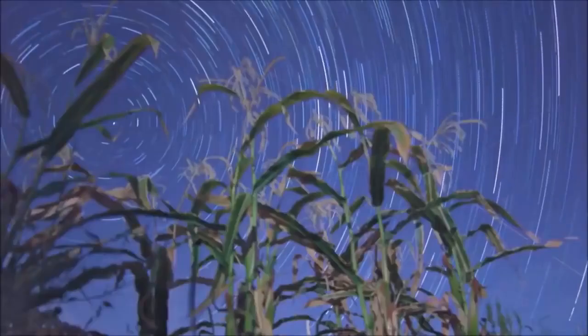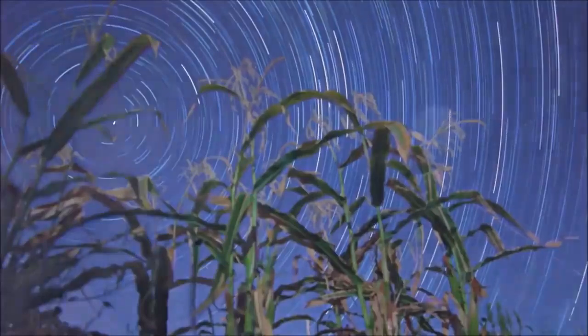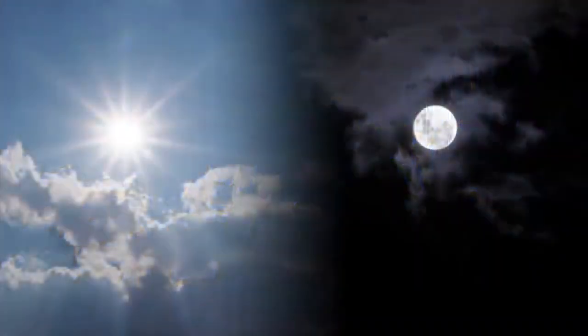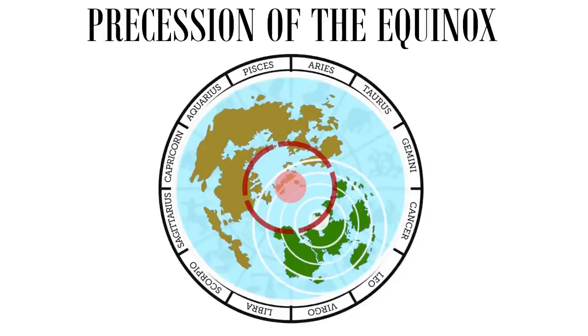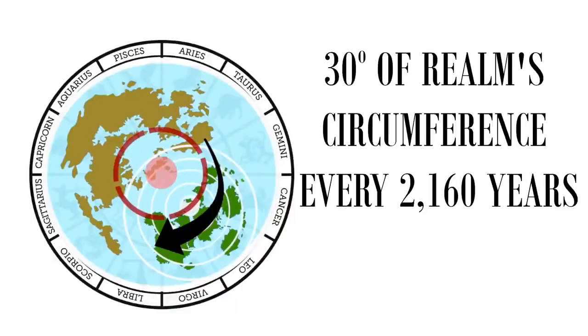Everything surrounding our world moves. The stars above move, the sun and the moon, and the electromagnetic outer core under us. And all the while, the land itself and central solid core remain stationary. And not only does this outer core move and take our magnetic North Pole with it, but it is highly likely that it moves in accordance with the precession of the equinox, in time with the stars above as they move from their fixed positions. Which means that it probably moves 30 degrees of the realm's circumference every 2,160 years.